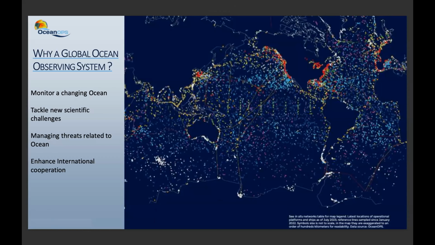So why do we need the Global Ocean Observing System? This system, the GOOS, is providing a framework to share ocean data in order to monitor the changing ocean, to tackle the new scientific challenges this change is raising, and also to support the management of the threats related to these changes. It also provides a framework to enhance international coordination and cooperation, because these challenges cannot be solved by one single country.